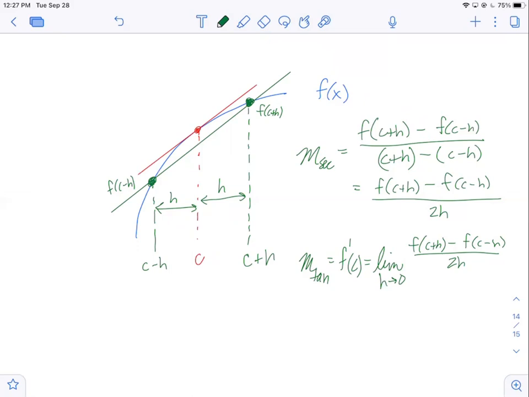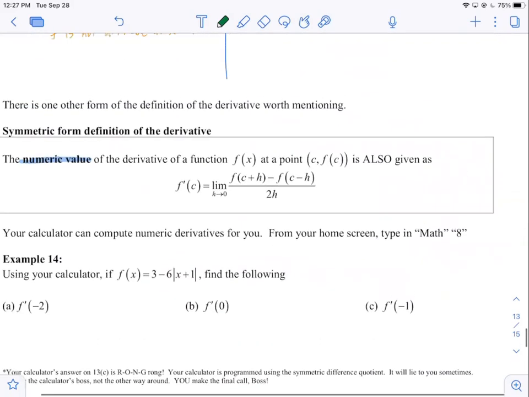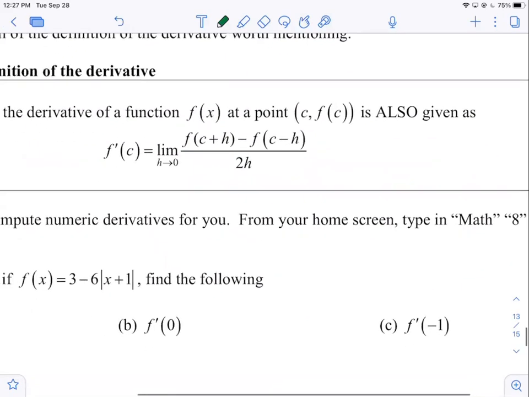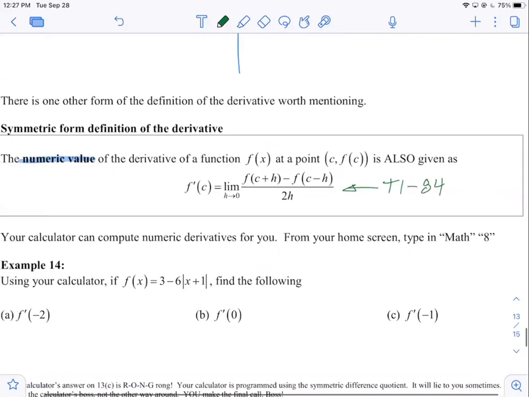Now, why is it important for y'all? Well, because this is how your TI-84 calculators are programmed. TI-84 calculators are, believe it or not, number crunching machines. So they can find numeric slopes. They can't find derivative equations in terms of x, but they can find numeric slopes. And if you ask it to find a numeric slope, it does the symmetric version.